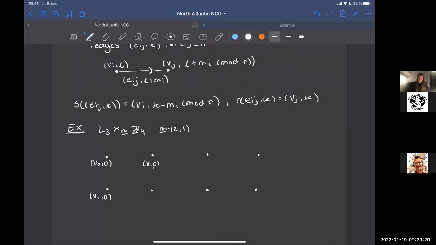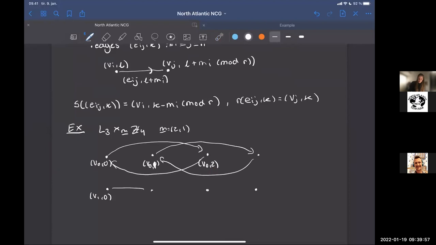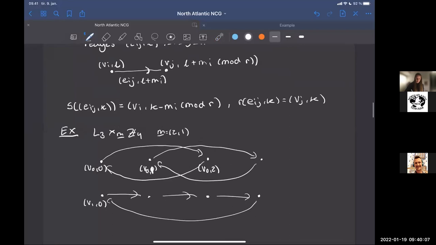And then we know that we will have an edge between V00 and, oh sorry, it should be a zero here and a one here, and V02, because we have to add M0, which is 2. And now when we add 2 again to the two here, since we calculate modulo 4, we will get an edge going back again here. And similarly here. So we will have two cycles at the first level, and in the bottom here, since M1 is just one, we just have it like this.